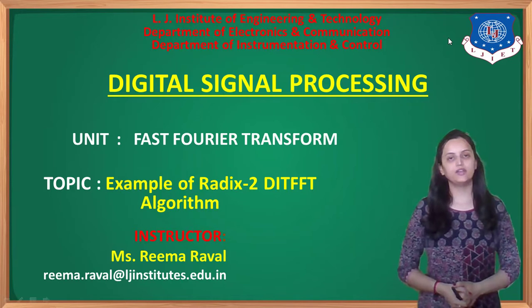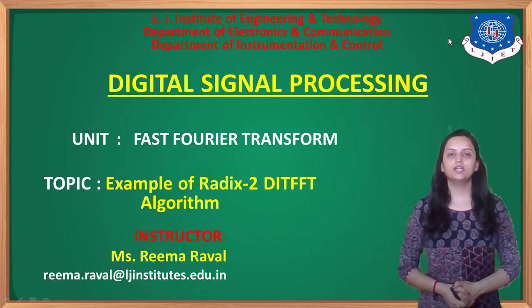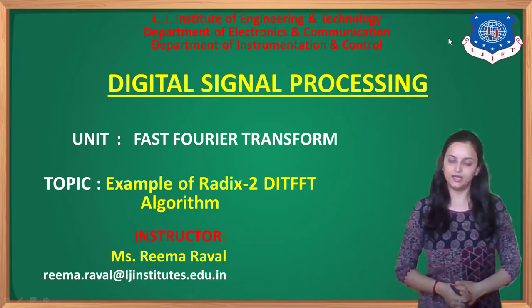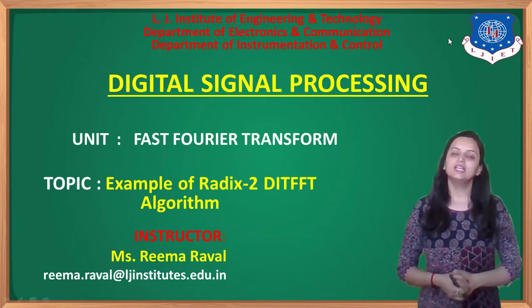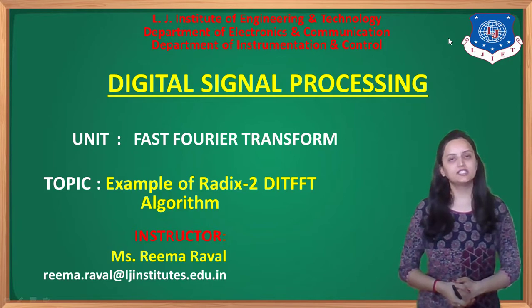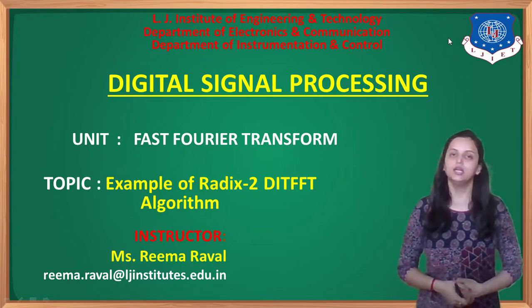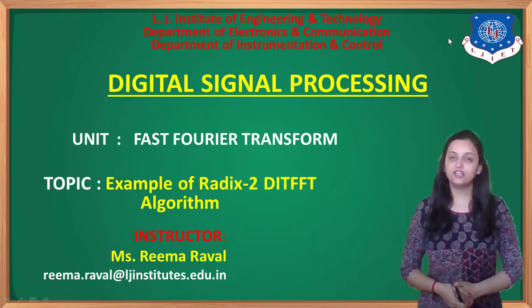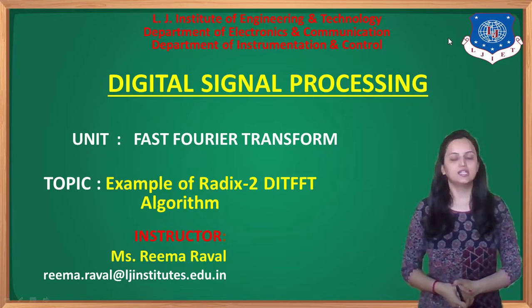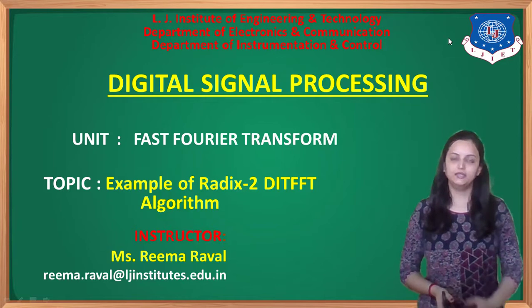In the previous session, we have seen the example of Radix-2 DIT-FFT algorithm from the unit Fast Fourier Transform. Here in this session, we are going to consider one more variant of the example of Radix-2 DIT-FFT algorithm. Till now, we have seen the 8-point DFT, that is capital N equals 8. Now what if N equals 4, that is, a 4-point DIT-FFT is to be obtained? So in this session we are going to consider one example for that. So let's start with that.